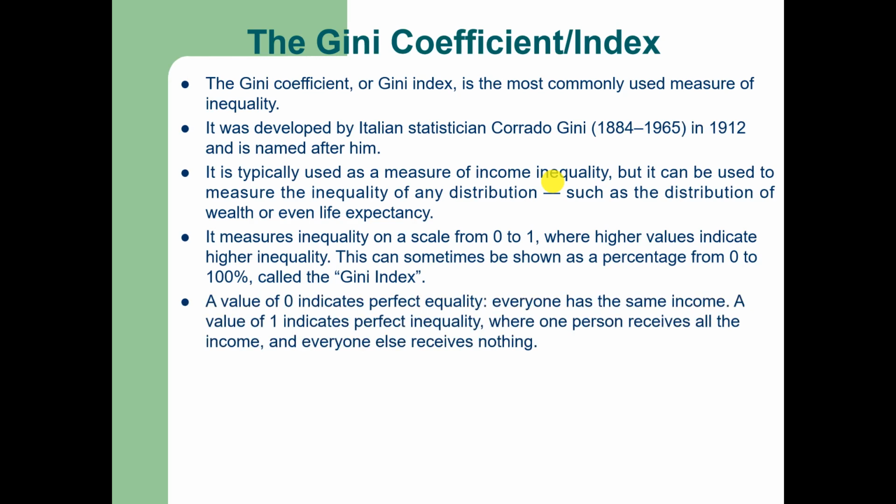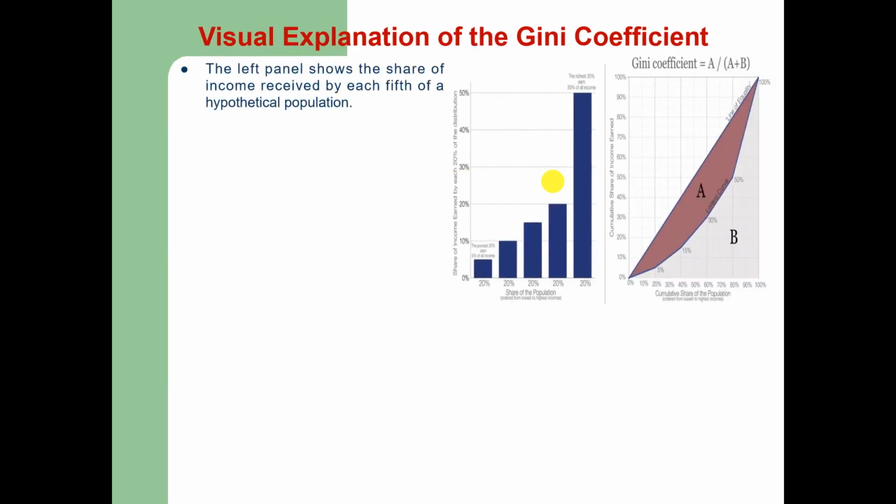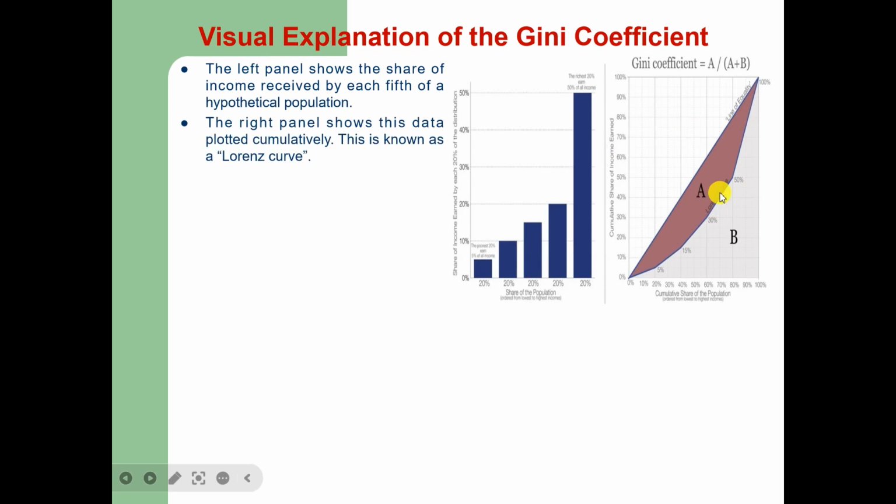A value of 0 indicates perfect equality, everyone has the same income. A value of 1 indicates perfect inequality, where one person receives all the income and everyone else receives nothing. The Gini coefficient tells us how far the Lorenz curve falls from perfect equality. Here in the left panel, it shows the share of income received by each fifth of a hypothetical population. The right panel shows this data plotted cumulatively, and this is known as the Lorenz curve.